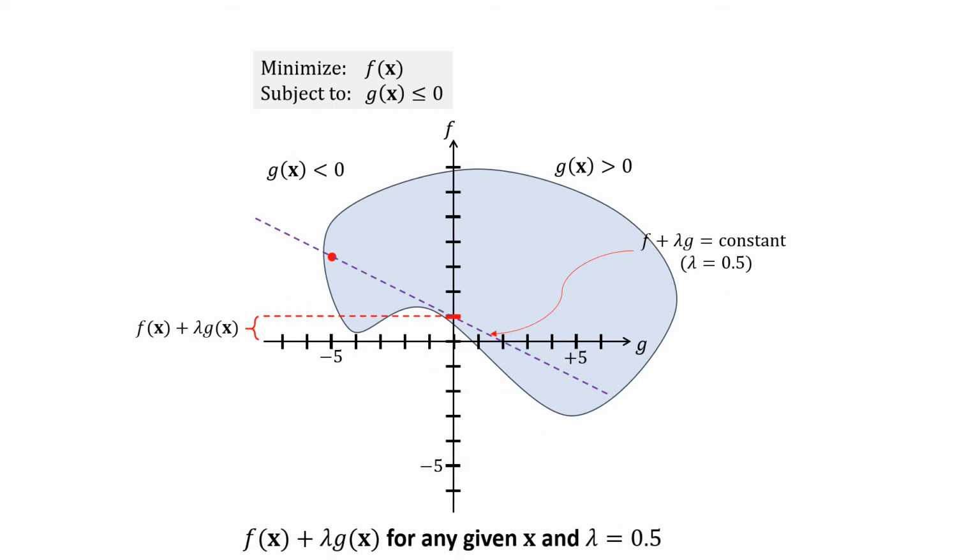Given any x whose image is (f(x), g(x)), which is this red dot shown here, we can easily read off f(x) plus lambda g(x) by looking at where the straight line contour intersects the vertical axis. So this is the point of intersection, and this height is f(x) plus lambda g(x).